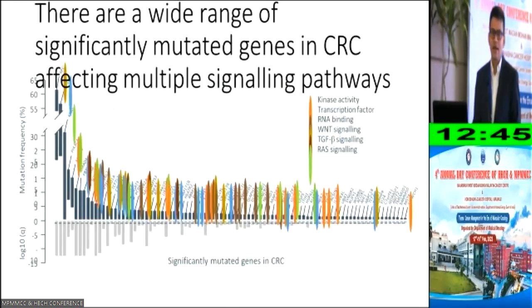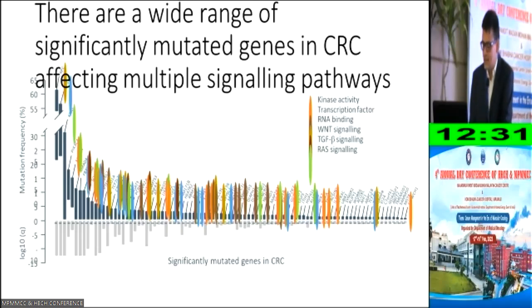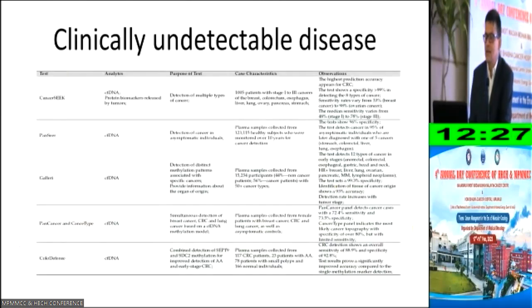In colorectal cancer, there is a wide range of significantly mutated genes affecting multiple signaling pathways, which can be kinase activity, transcription factor, RNA binding, and so on and so forth. So definitely there is a potential for ctDNA monitoring in colorectal cancer. Let us come to the different phases of colorectal cancer and the role and published evidence.